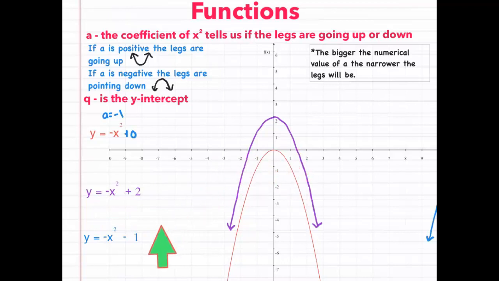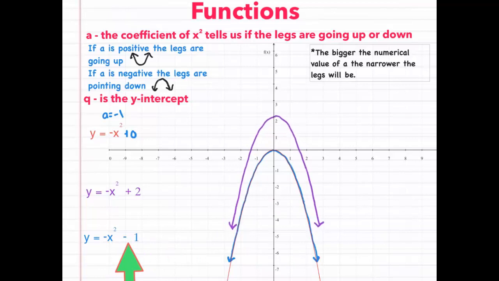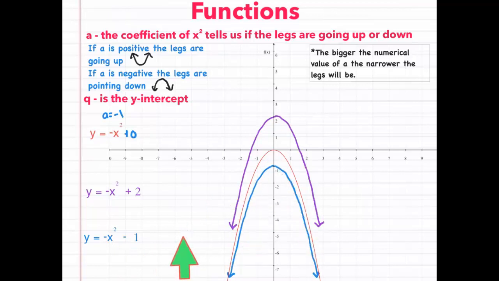Okay, brilliant. Now, how about the blue one? It's still the same function, but now it moves down 1 place. So if that is my normal function, the red one, now it has to move 1 place down, so it starts basically at minus 1. There we go, and that's what it will look like.